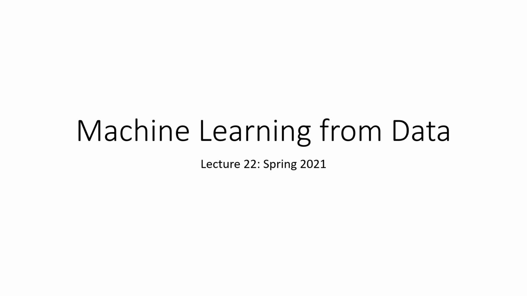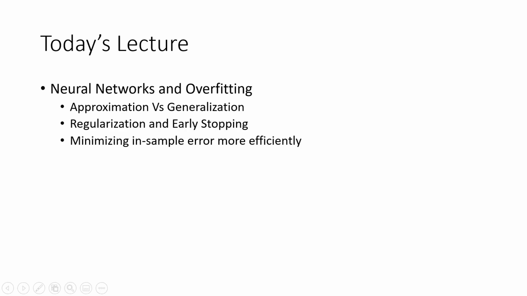This is lecture 22, and in this lecture, we will address certain issues pertaining to neural networks, in specific overfitting. So we'll talk about neural networks and overfitting. Foundations come back again in the form of approximation versus generalization. And we'll see that regularization is a useful tool along with early stopping.